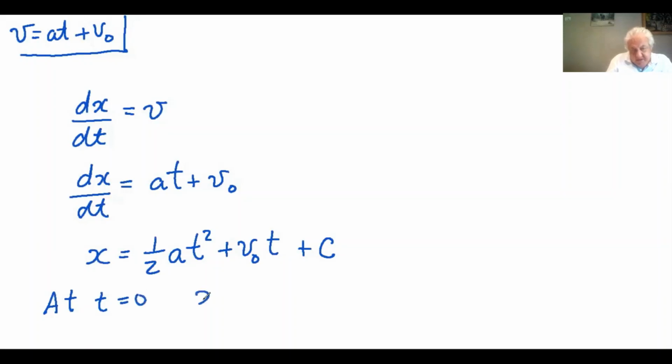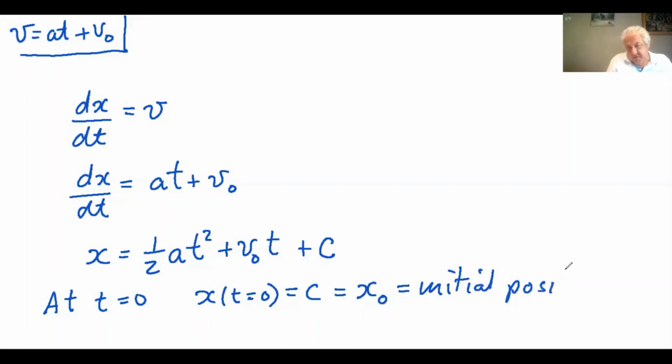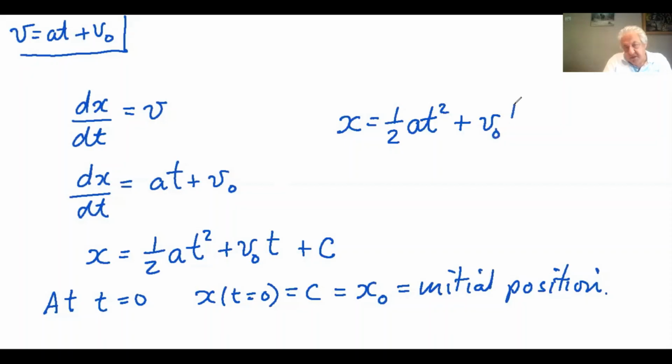So at t equals 0, x of t equals 0 equals c. So once again, this is my initial position, the position at time t equals 0. So I'm going to call that x0 and call this the initial position. Well, not so much call it, it is the initial position. So I can write this formula now in the form x equals a half at squared plus v0 t plus x0.